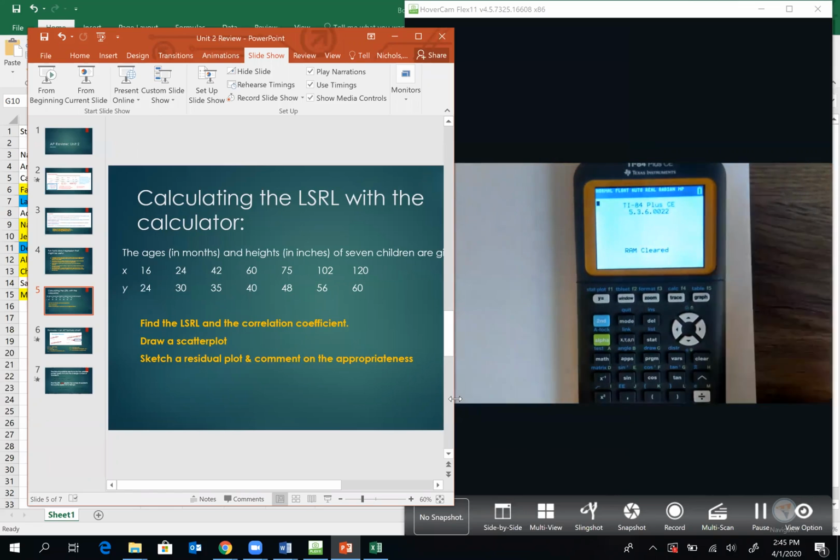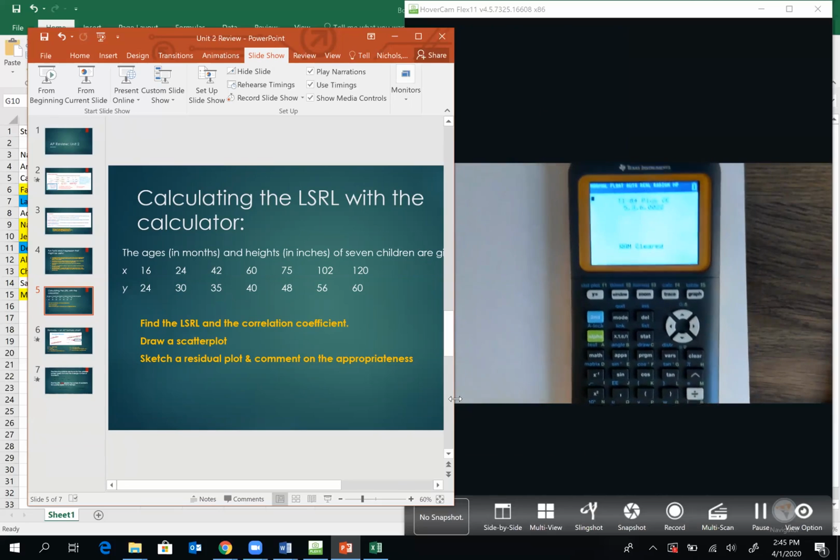Okay, so here you should be able to see my calculator screen and the PowerPoint. Here we're given the age in months and the height in inches of 7 children. We want to find an LSRL and the correlation coefficient, draw a scatter plot, and draw a residual plot.